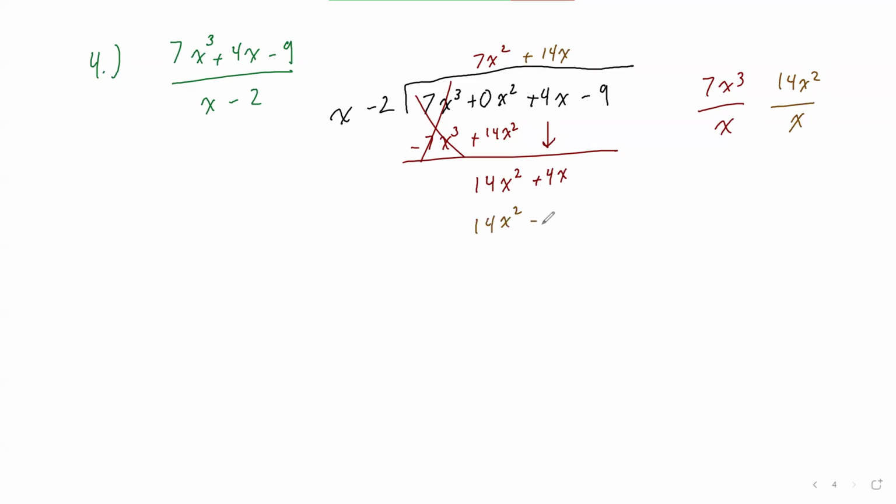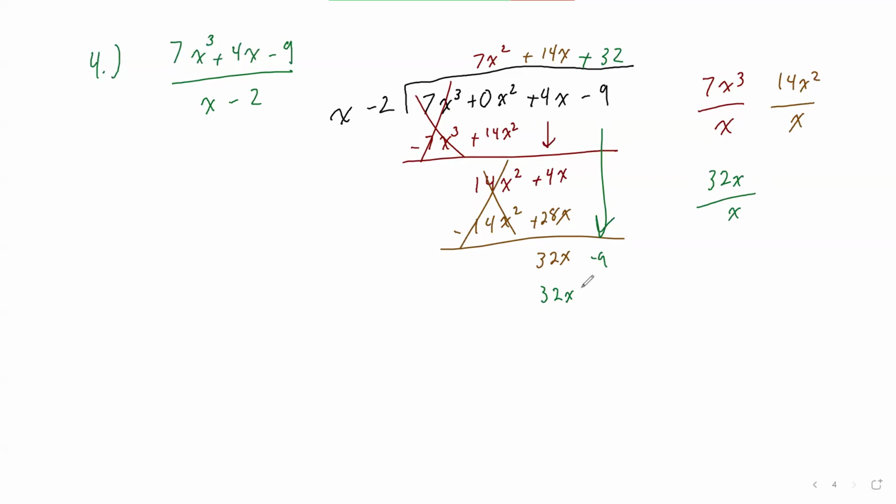14x times negative 2 is negative 28x. And then change their signs. This would cancel, and this would be 32x. And then again, we just continue this process. So this is now, forgot to bring down the minus 9. But this would be 32x divided by x, which is 32. Then 32 times x is 32x.